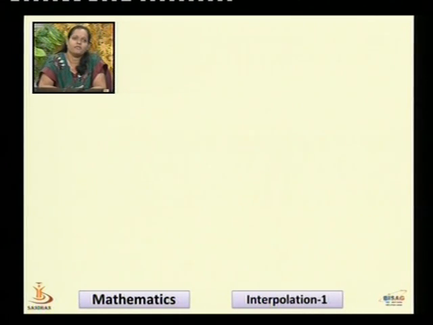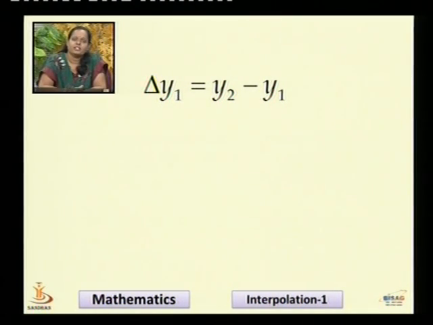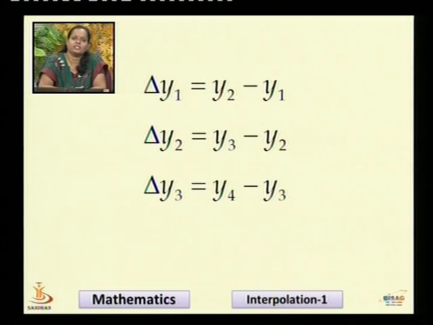Delta is called the forward difference operator. So we can represent whatever I said in mathematical form, in the form of an equation. The first order forward difference at the first point y1 is given by delta y1, which is y2 minus y1. The first order forward difference at the second point y2 is given by delta y2, which is y3 minus y2. The first order forward difference at the third point y3 is given by y4 minus y3, and so on and so forth.